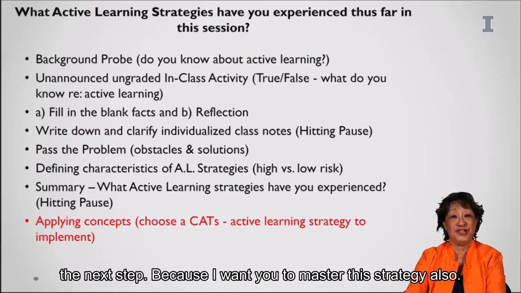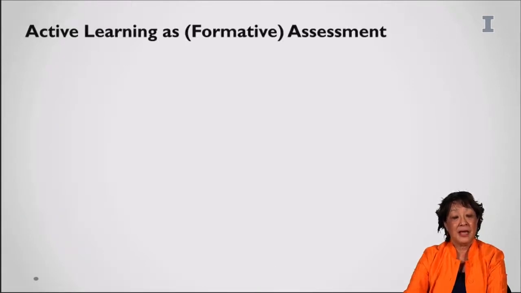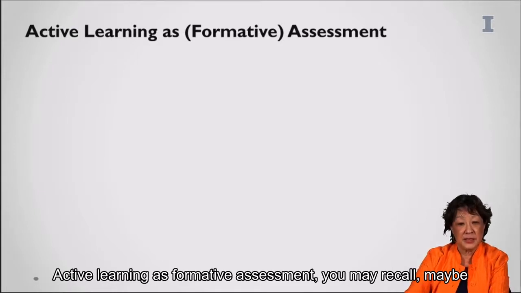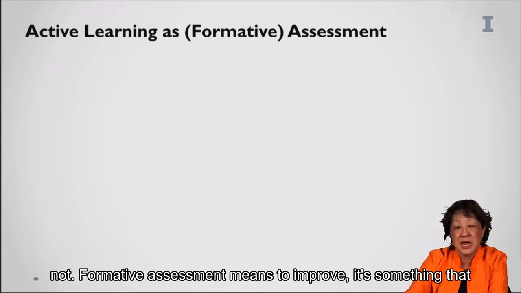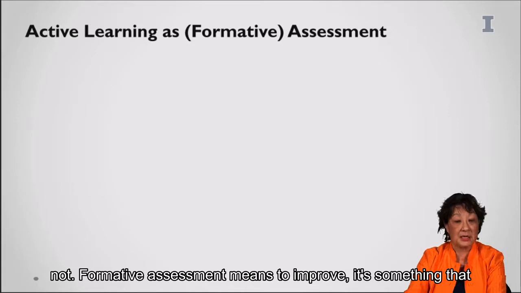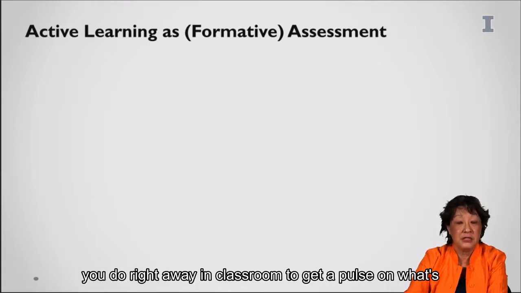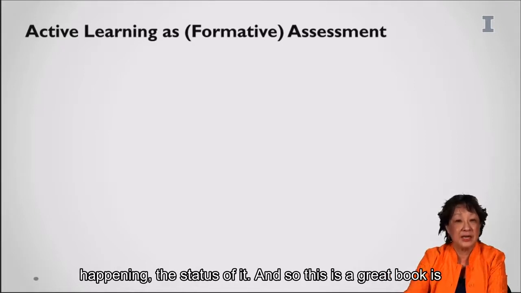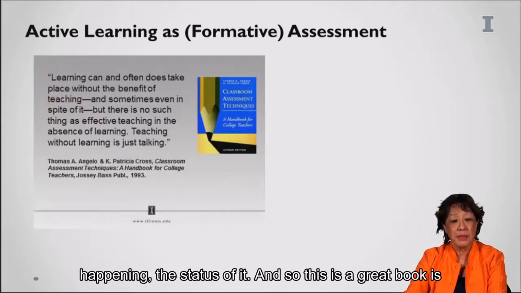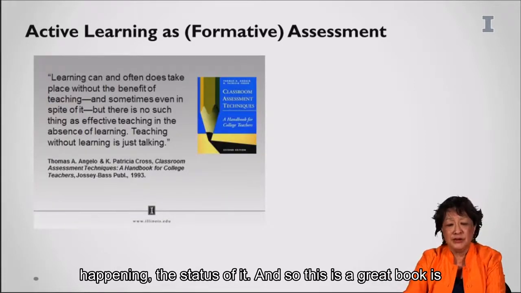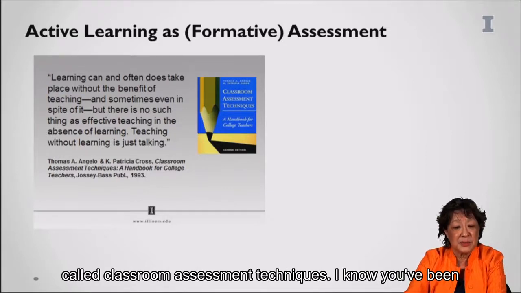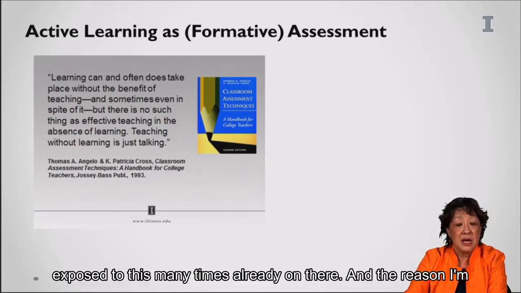So let's go to the next step because I want you to master this strategy also. Active learning is formative assessment. You may recall, maybe not. Formative assessment means to improve. It's something that you do right away in class to get a pulse on what's happening, the status of it. And so this is a great book. It's called Classroom Assessment Techniques. I know you've been exposed to this many times already.